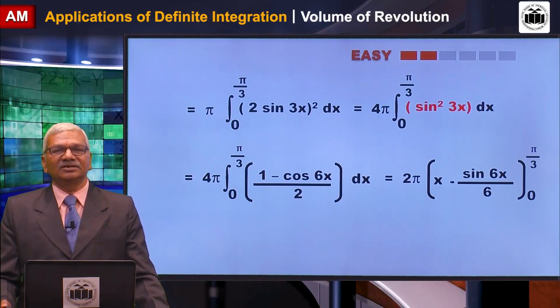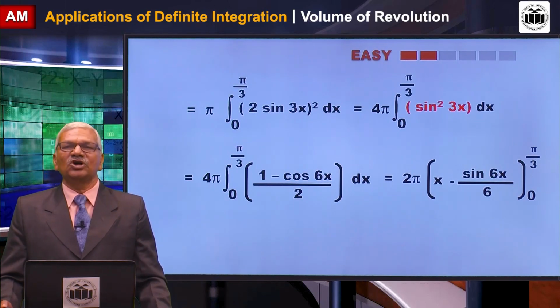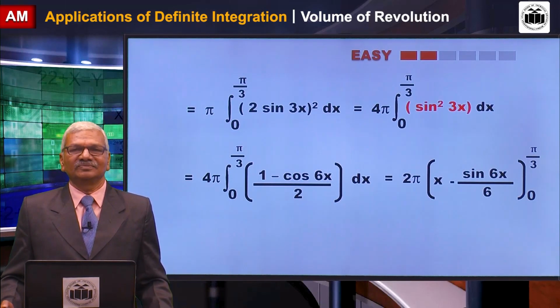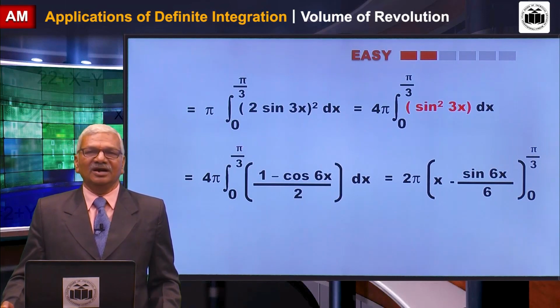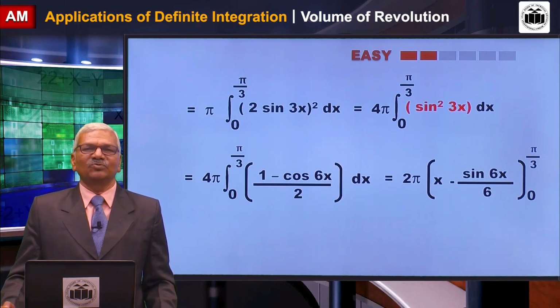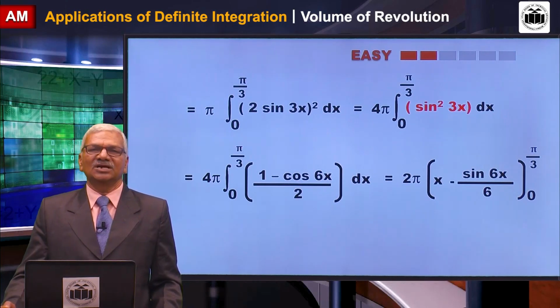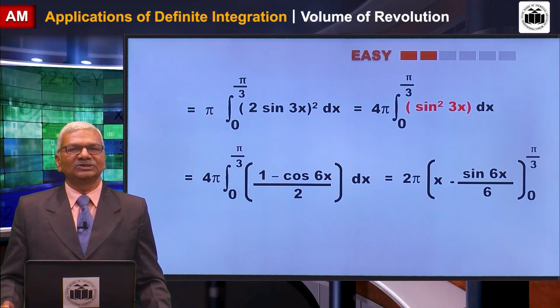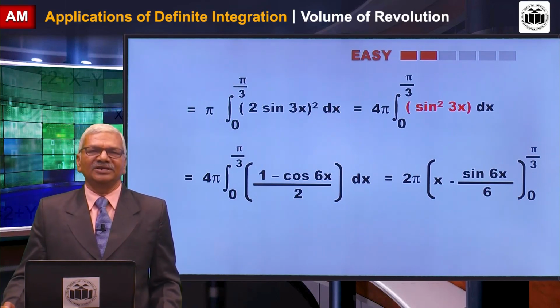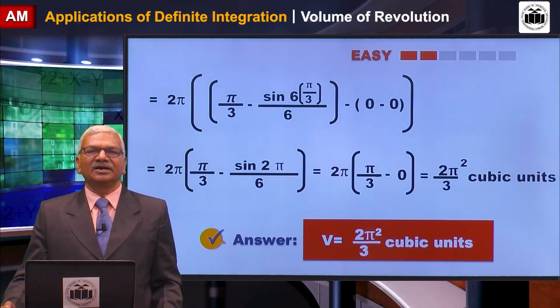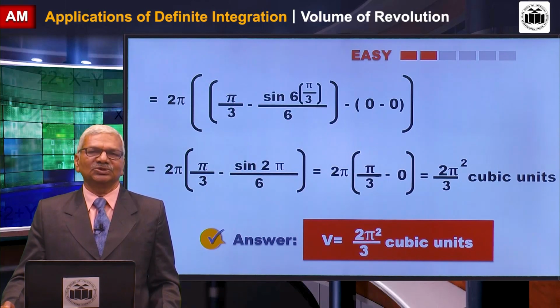You have studied integration. Can you tell me how to find integration of sine square 3x? Anybody in the class? Nobody? I'm surprised. It is sine square theta, and there is a formula of sine square theta in trigonometry: sine square theta equals (1 minus cos 2 theta) upon 2. So using this formula, you can put the value of sine square 3x, which is (1 minus cos 6x) upon 2. And now you can have very simple integration. 1 gives x, cos 6x gives sine 6x upon 6. Put the limits, calculate the value, you get the answer. It's very good.